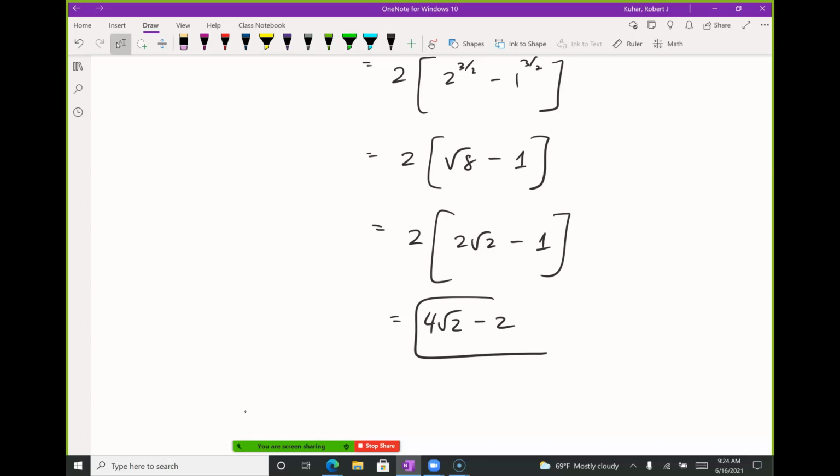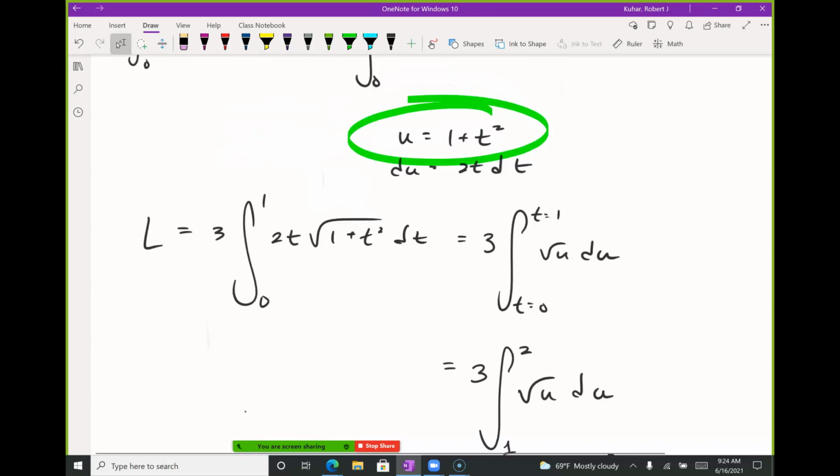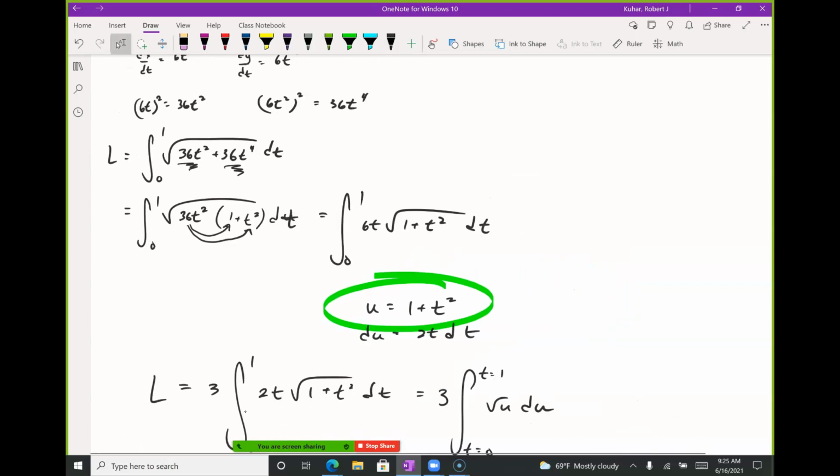Professor, where did the 1 plus t squared come from? Yeah, so when I factor out the 36t squared, do you agree? 36t squared times 1 is 36t squared, and 36t squared times t squared is 36t to the 4th. Oh, okay. Yep.